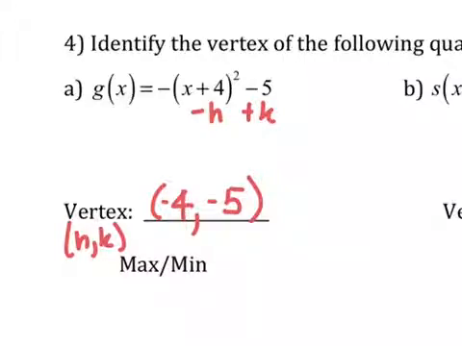We want to know, is this a max or a min? So for max and min, all we care about is this a value. The a value is out in front. So if you look back up at your formula, it says a is the number that's out in front of the parentheses. Our a value is negative 1, right? So if it's negative, it means our parabola opened down, which makes our vertex a maximum.